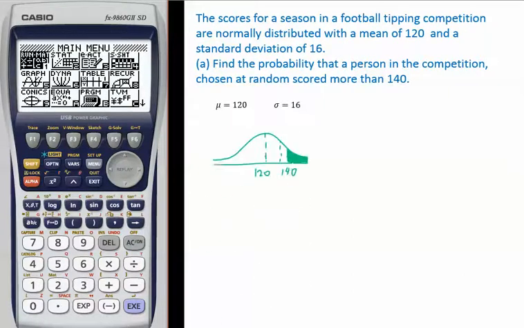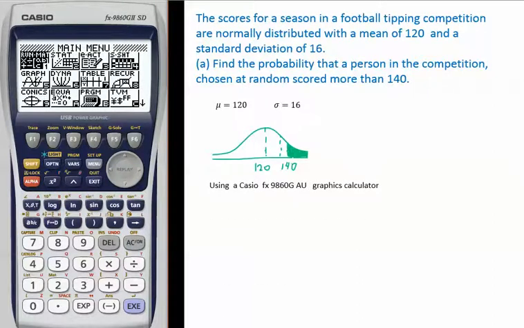Drawing our picture, here's the mean of 120. This line here is marking one standard deviation right of the mean. In other words, that would be 136. So 140 is a little bit beyond 136. And the question says, find the probability that a person scored more than 140. In other words, it's to the right of 140. That's the area that's been shaded.